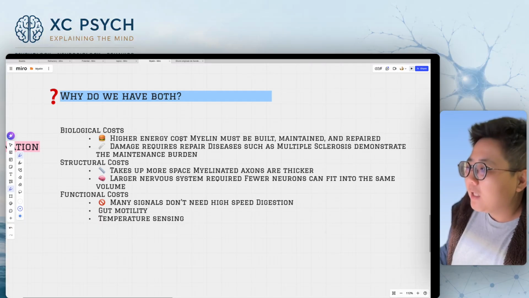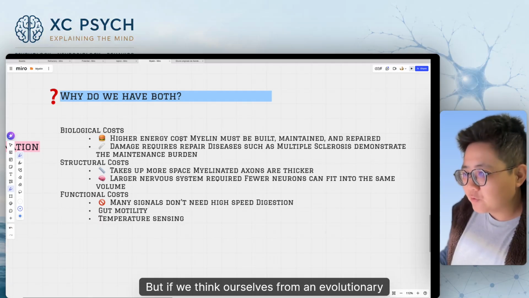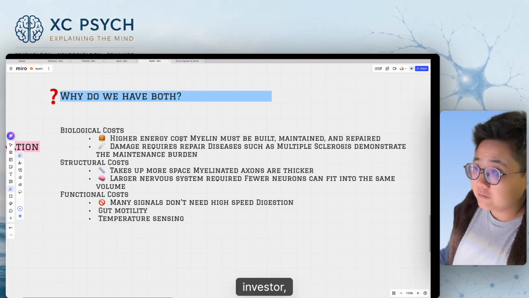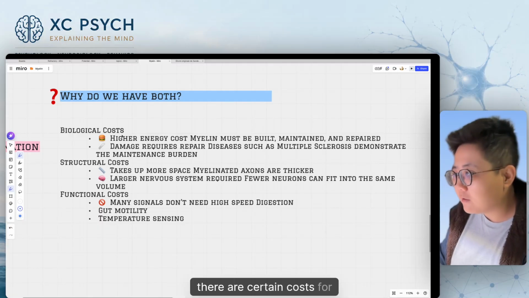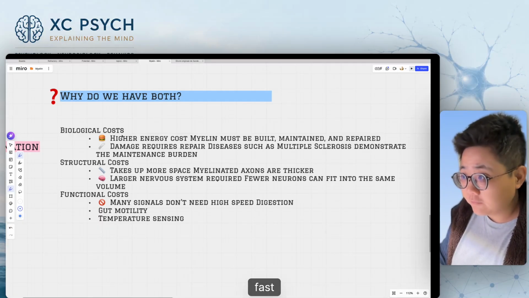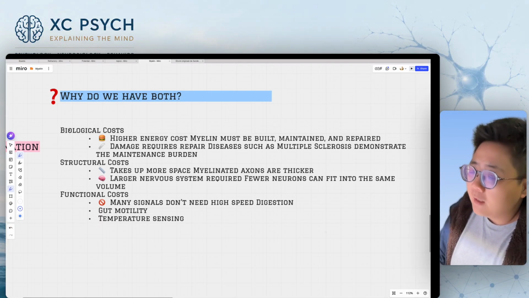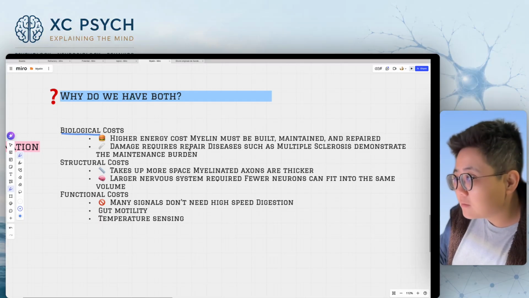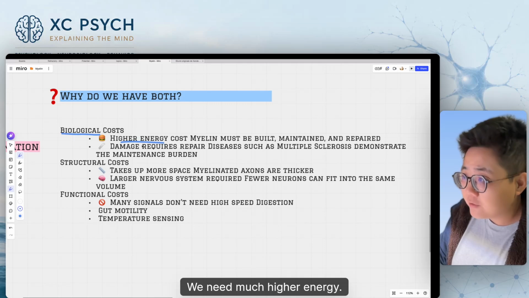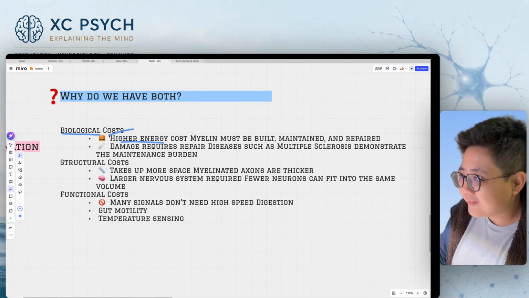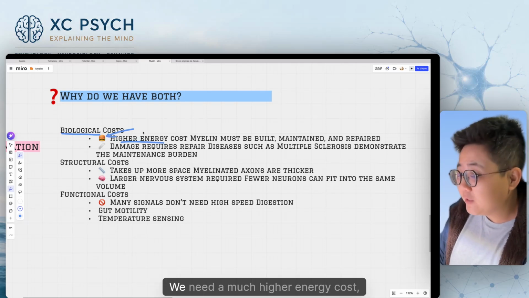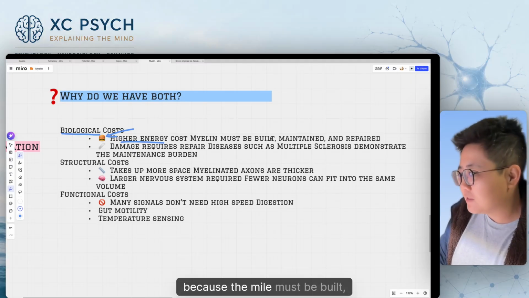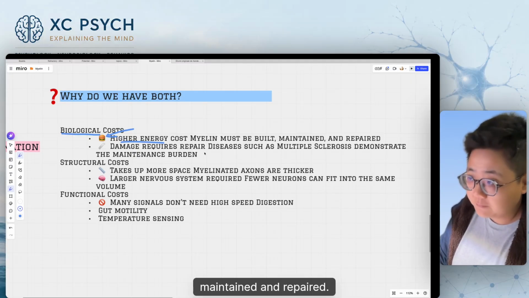No. If we think of ourselves from an evolutionary perspective, more like an investor, there are certain costs for fast signaling. Number one is a biological cost. We need much higher energy. Now I want a burger. We need a much higher energy cost, because the myelin must be built, maintained, and repaired.